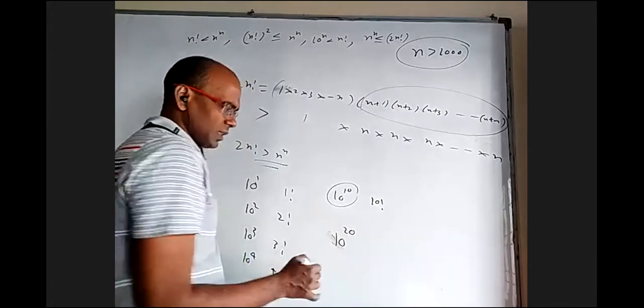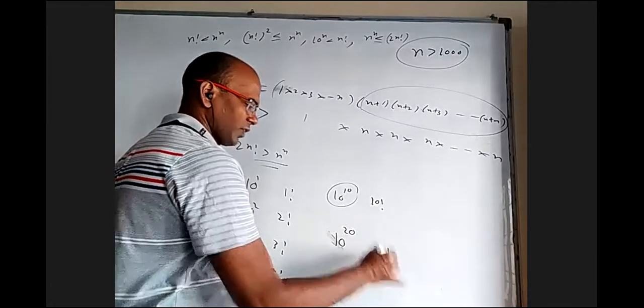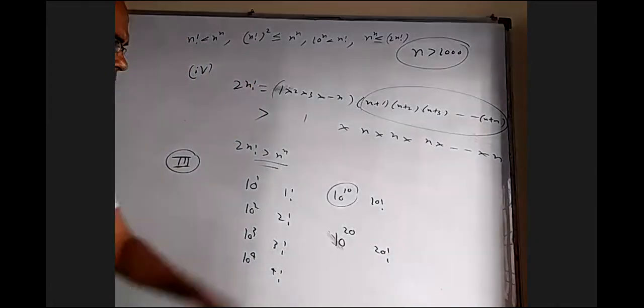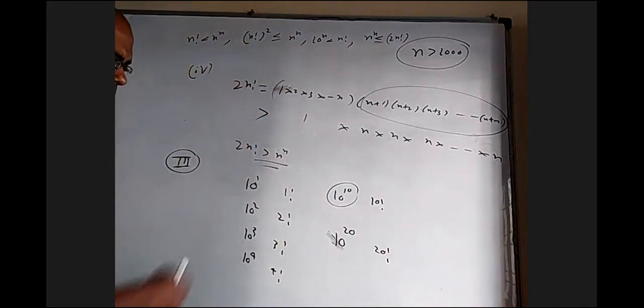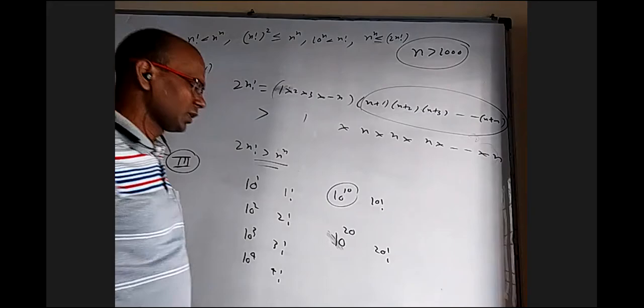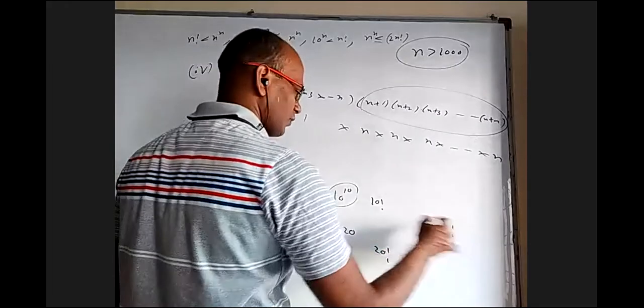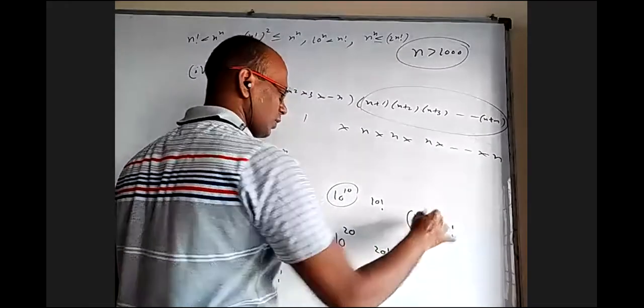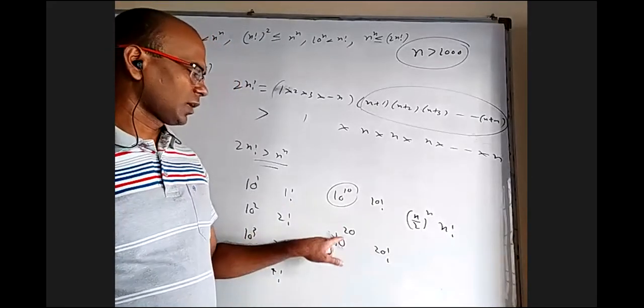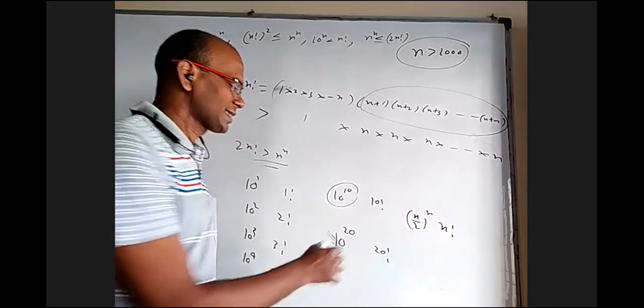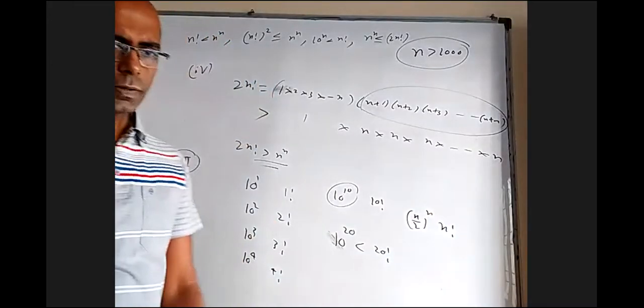Take 10 power 20 and 20 factorial, maybe this is bigger than this. Maybe we can use one of the previous things that I just erased. For example, I was talking about n factorial versus (n/2) whole power n. If I take n equal to 20, you may get 10 power 20 is less than 20 factorial.